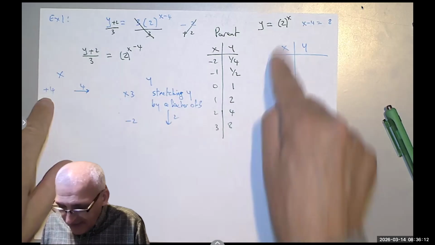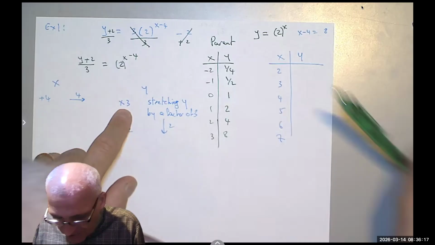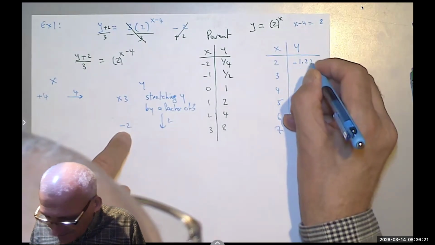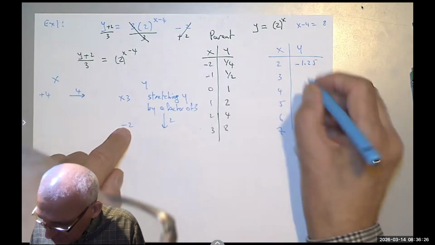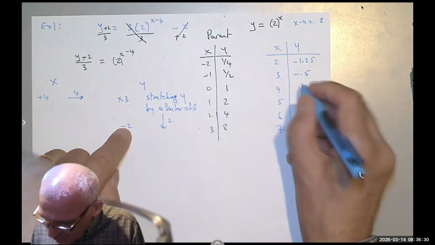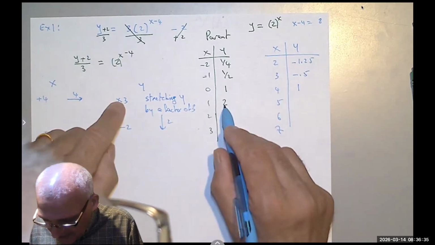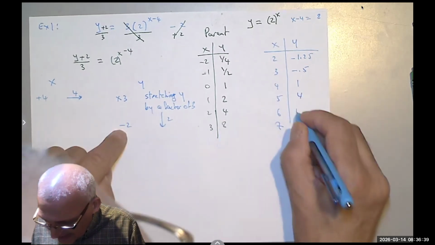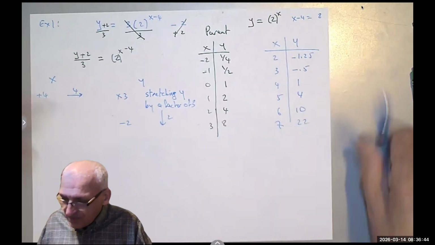Notice for the x, I simply added 4. For the y, I'm going to multiply by 3, 3/4, minus 2, so negative 1 1/4. Multiply by 3, 3/2. Subtract 2, negative 1/2. Multiply by 3, it's 3. Minus 2 is 1. Multiply by 3 is 6. Minus 2 is 4. Multiply by 3 is 12. Minus 2 is 10. Multiply by 3 is 24. Minus 2 is 22. I'm done.